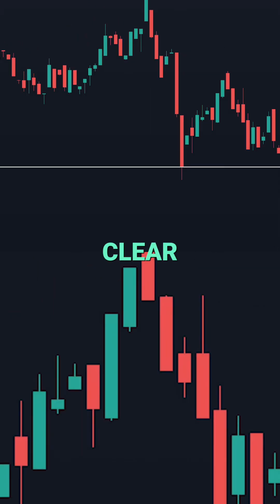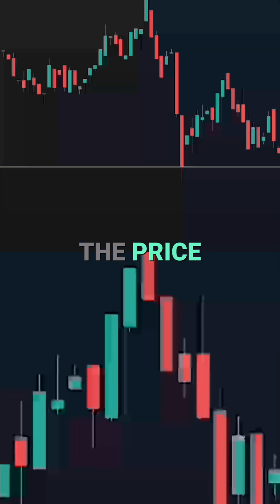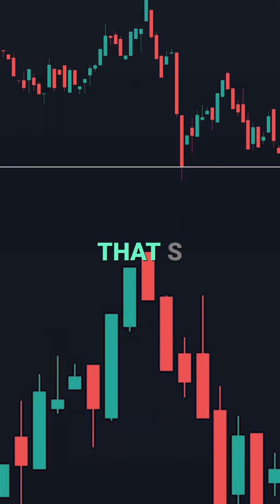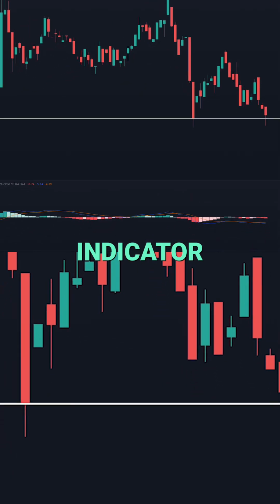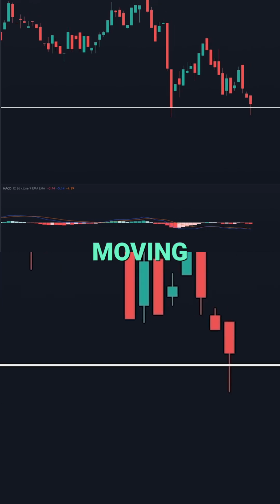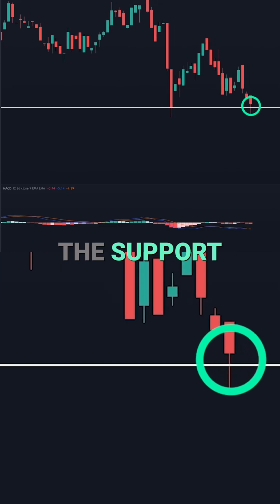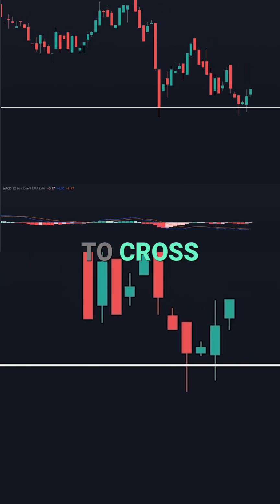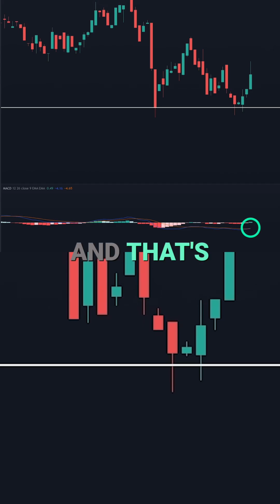But as a clear side note, just because we made this support and it bounced off this before doesn't mean that it'll always do it again. It can easily break through the support and drop lower if it has enough momentum. If we want to make sure the price is about to change in momentum, that's when we bring out the MACD indicator. So what you would do is make sure the price is above the 200-day moving average. Once the price hits the support made, wait for the lines on the MACD to cross below the 0 level, and that's when you enter the trade.